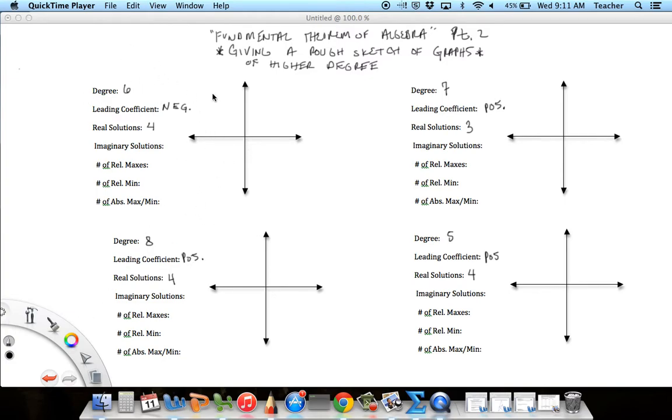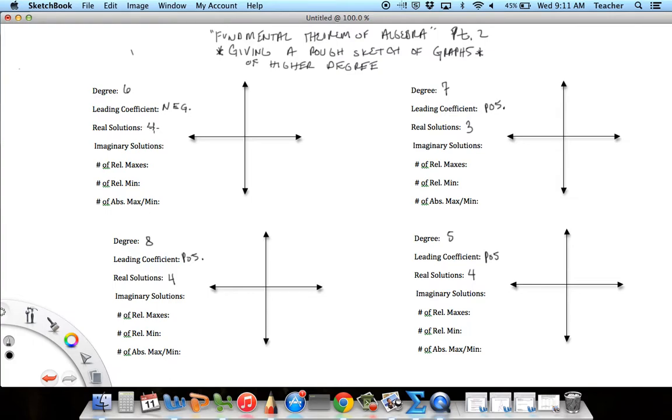All right, so let's break this down. This is going to be a rather short video. I recommend that you pause the video for a second and see if you can do all these on your piece of paper, and then compare with mine. All right, so the first thing I want to do is imaginary solutions.